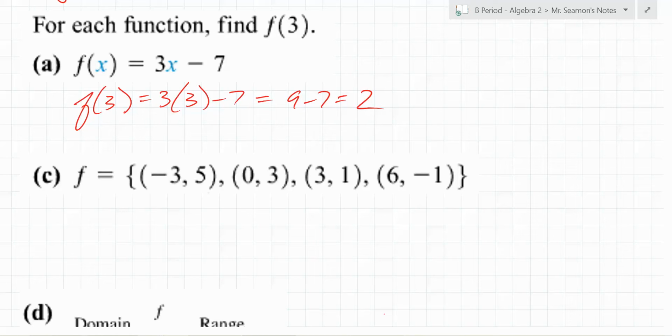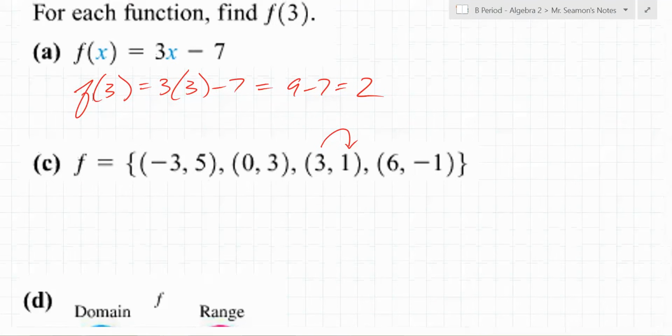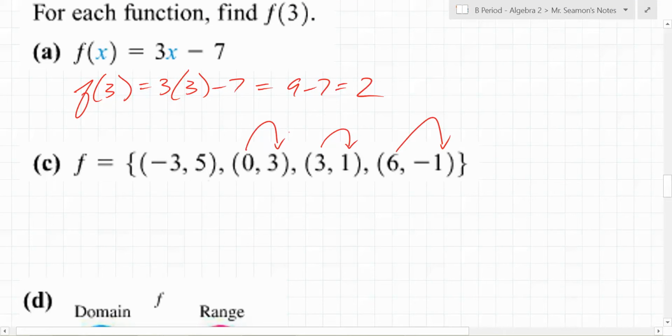What's f of 3? Yeah, f of 3 is 1. It tells you in the chart. When you plug in 3, what do you get out? 1. These are separate questions. They are not linked together. It's a different function. So does that mean f of 6 is negative 1? F of 0 is 3. F of negative 3 is 5. That's all that tells you. Does it tell you anything about any other numbers? No. This is just a different way to write a function.